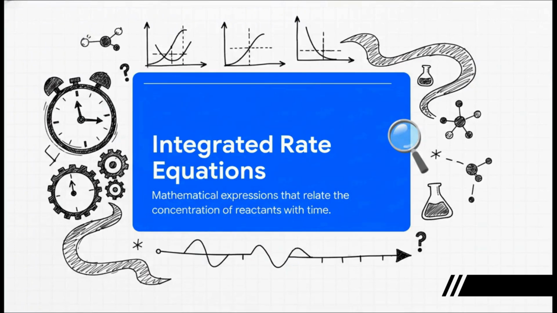Think of it like this. A normal rate law tells you how fast a reaction is going right now. It's basically a snapshot. But an integrated rate equation, oh, that's a time machine. It lets you predict the concentration at any point in the future or figure out how long a reaction is going to take. It gives you the whole story, not just one picture.